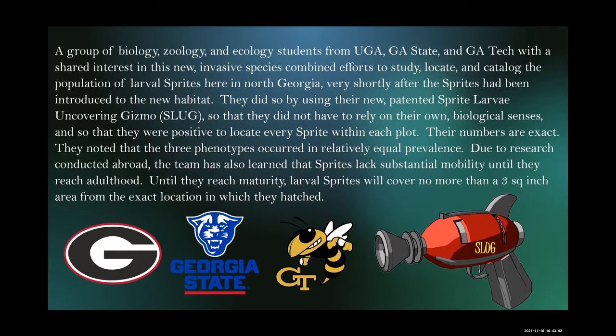Their numbers are exact. They noted that the three phenotypes occurred in relatively equal prevalence. Due to research conducted abroad, the team has also learned that sprites lack substantial mobility until they reach adulthood. Until they reach maturity, larval sprites will cover no more than a 3-square-inch area from the exact location in which they hatched.